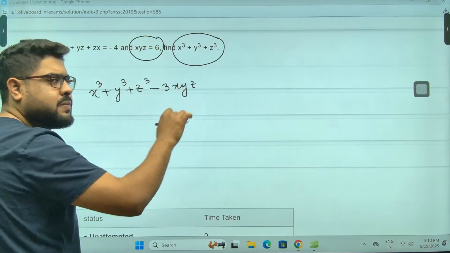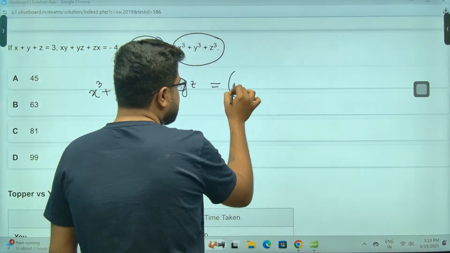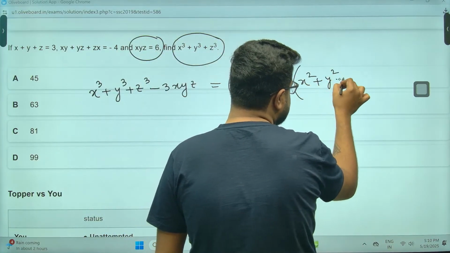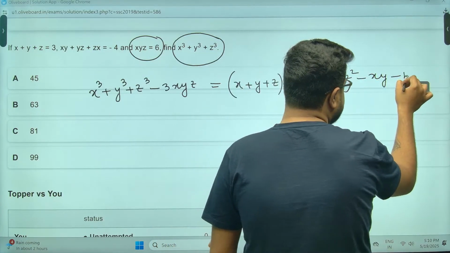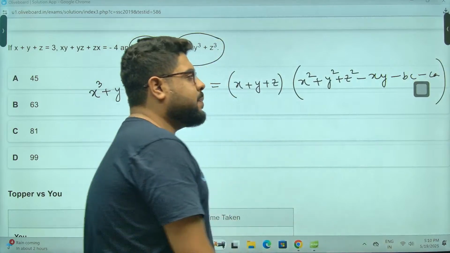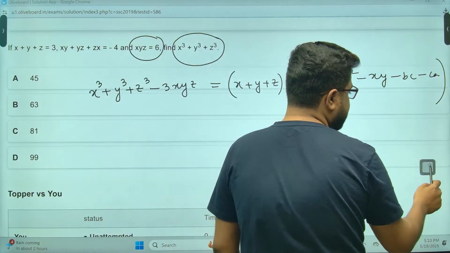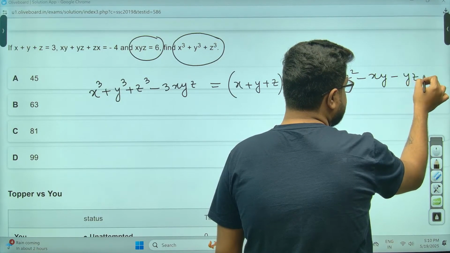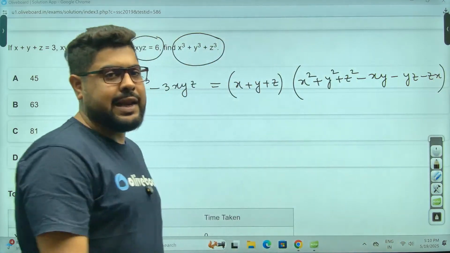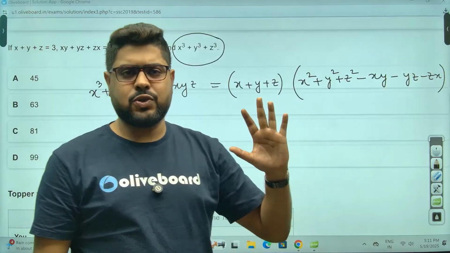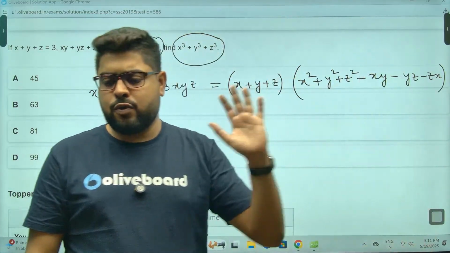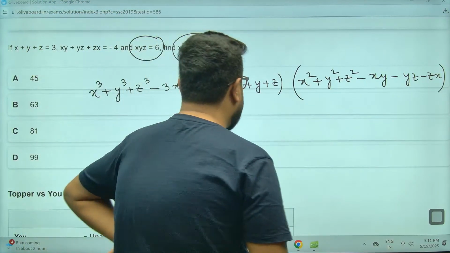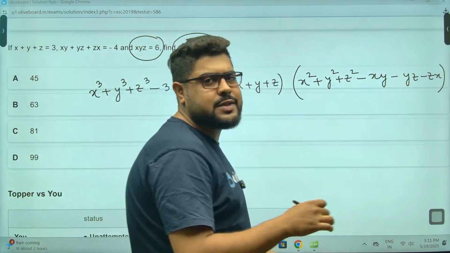The xyz values we know, don't worry. I'll convert that later on. So it was x plus y plus z into x square plus y square plus z square minus xy minus yz minus zx. Now let me say one thing. Many people like to write this in different ways, so you can figure out 4 to 5 formulas. Generally we use 4, sometimes 5 formulas. But I'm absolutely against remembering 4 or 5 formulas for 4 or 5 questions.